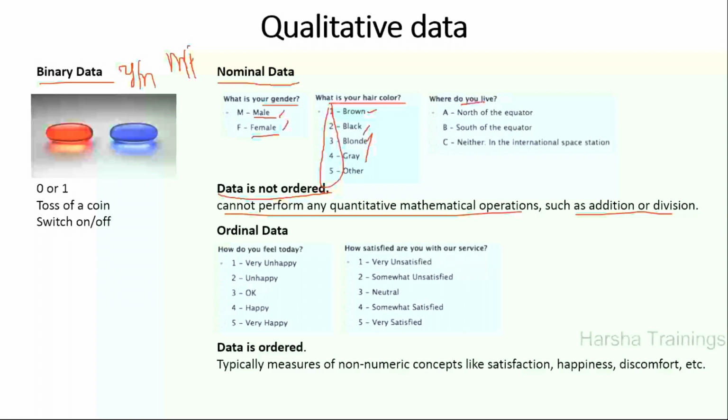Where do we live? We may live in North Ecuador, South Ecuador. Here it doesn't matter. Same thing, if I store the data in a specific order, then I will call it ordinal data.